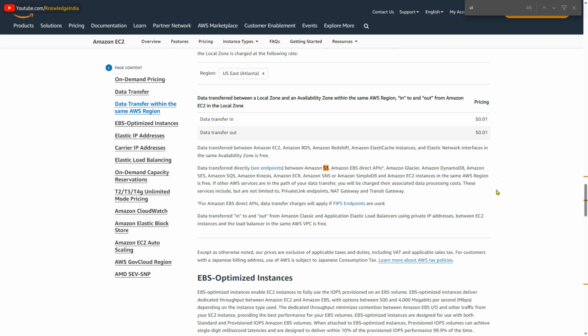The next thing we wanted to discuss was the data transfer charges between an EC2 instance and an S3 bucket if they are in the same region. The short answer is it will be free. You can transfer as much data as you want between an EC2 instance and an S3 bucket if they are in the same region.